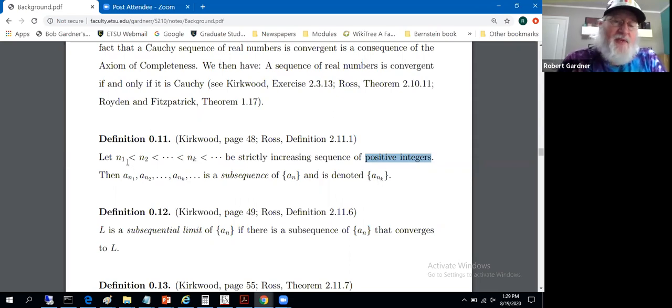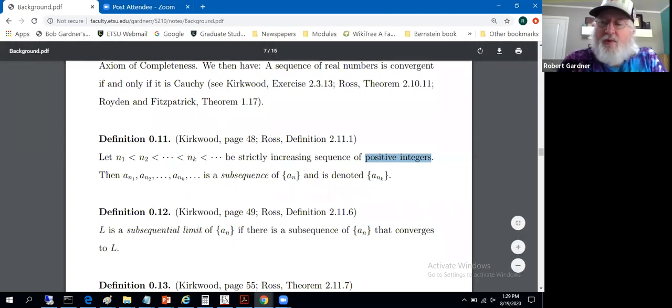So the fact that we've taken these natural numbers in order implies that when you pull off these terms from the original sequence, you're maintaining the same order. A sub n sub 2 appears to the left of a sub n sub k in the subsequence, just like they did in the original sequence. So, subsequences.